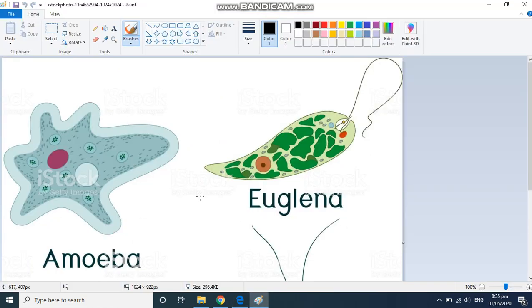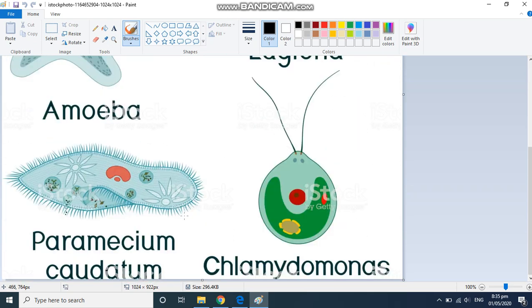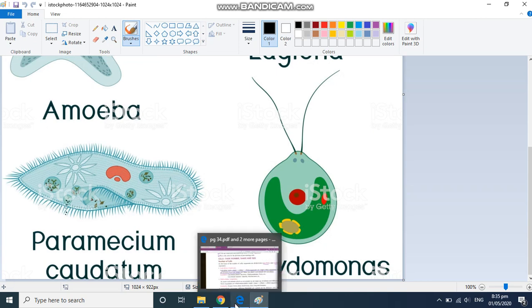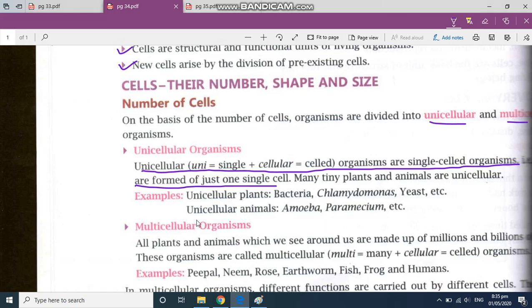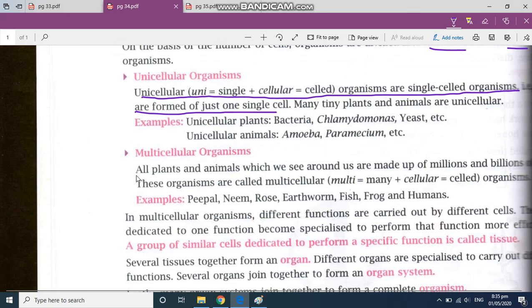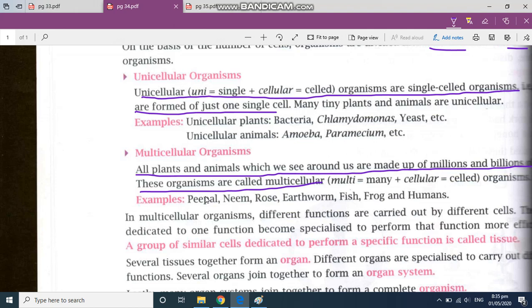And you can see them here: amoeba, euglena, paramecium and chlamydomonas. These are the diagrams you can see here. And then further we continue. What are multicellular organisms? All plants and animals which we see around us are made of millions and billions of cells. So they are known as multicellular organisms. For example: neem, rose, earthworm, fish, frog, human. We ourselves are multicellular organisms.